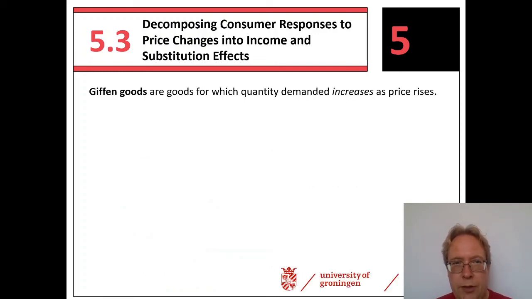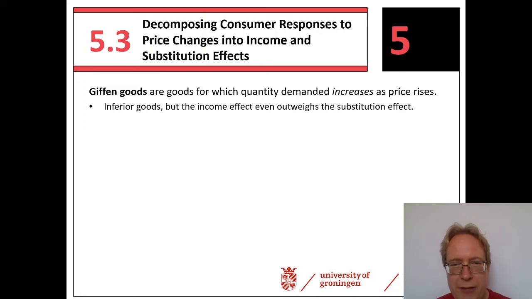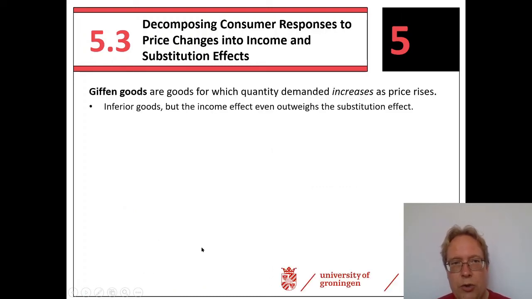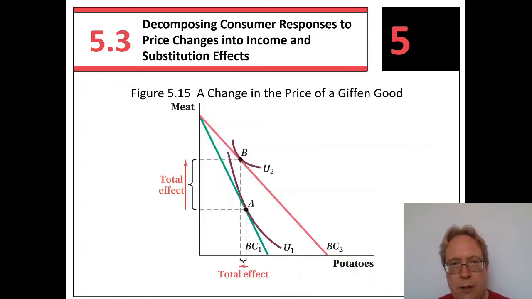Okay, so that also implies that hypothetically we could have a situation in which the income effect is negative, but it's even bigger than the substitution effect, right? Okay, we call such products Giffen goods. Let me skip that slide for now and first show you this situation.